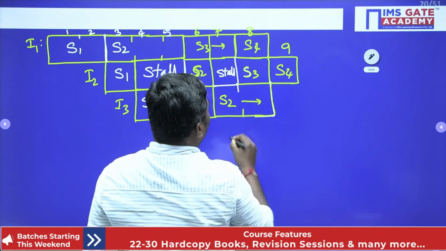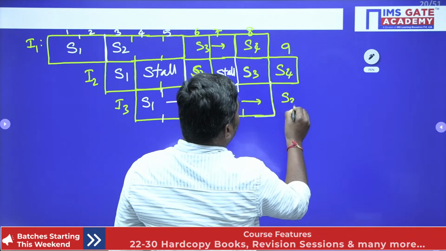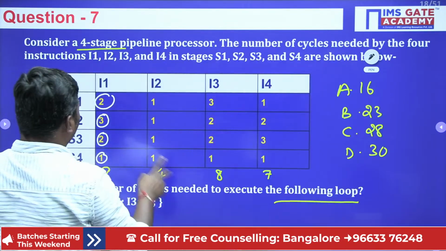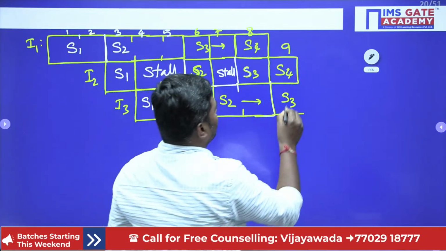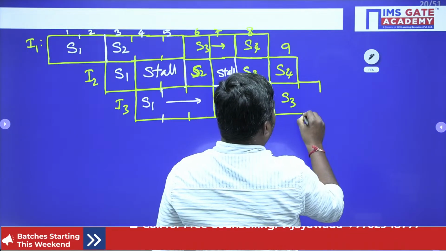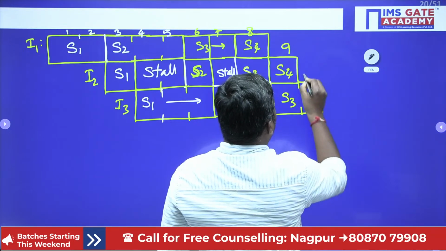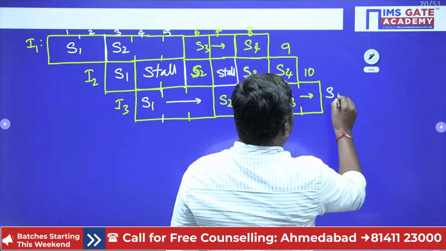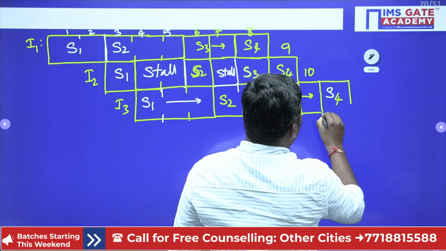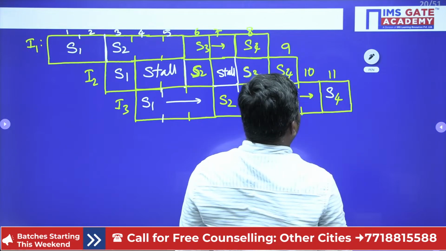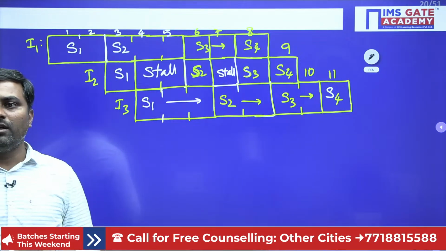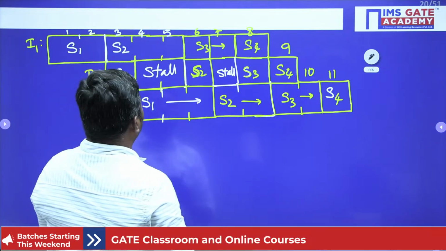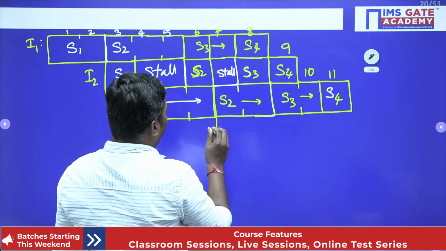Now S3 is free, so we can use S3. For instruction I3, S3 requires 2 clock cycles, and it will complete at clock number 10. Then S4: how many clock cycles? Only 1 clock cycle, at clock 11. Instruction 3 will complete at clock number 11. Now, which instruction do we have to deploy? I4.